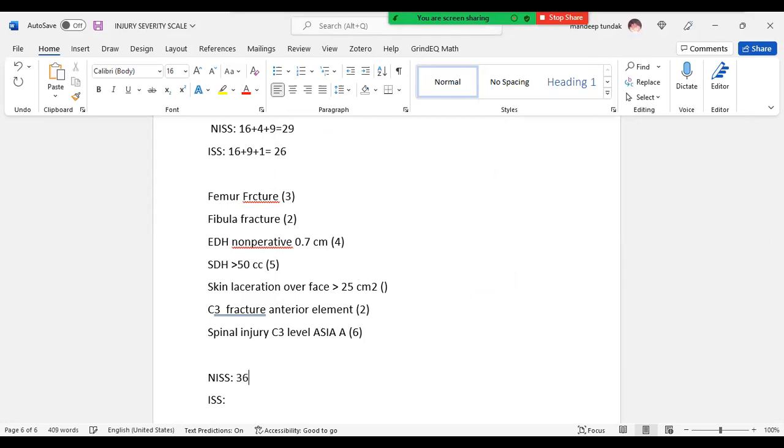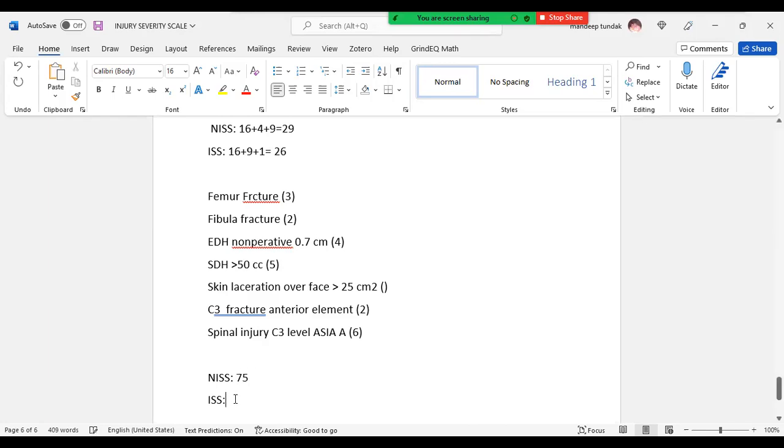Plus we'll take SDH, that is 5 square, 25. Plus we'll take EDH, that is 4 square. 75. What is total? Sir, ultimately it'll have to come to 75 because 36 is there in one segment. If it's 36, then we'll take the total as 75 anyway. So you don't have to calculate this. This is important. So the score is 75.